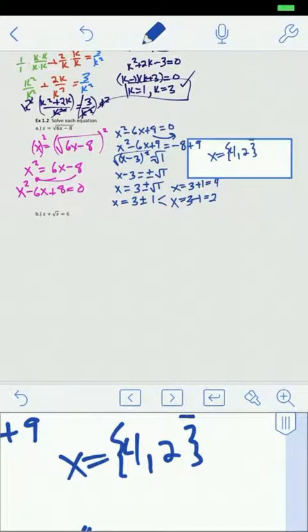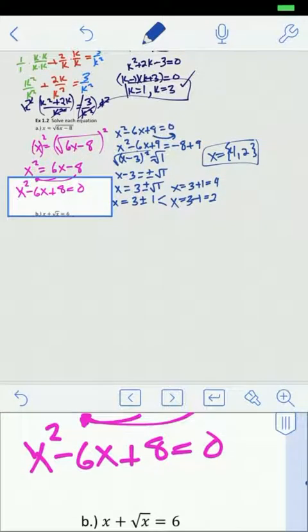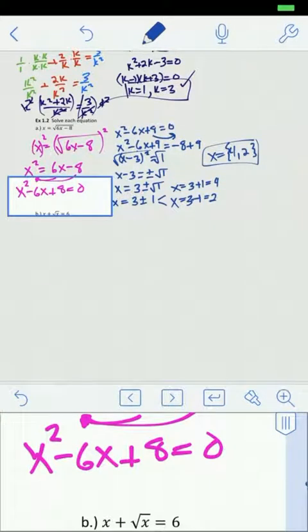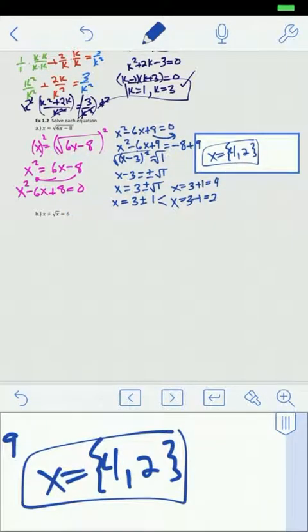Should have arrived at the same thing had you done quadratic formula, or if you'd factored. We can see that two things that multiply to 8 and add to negative 6 would be negative 4 and negative 2. Then you solve by zero product property, you get 4 and 2 as well.